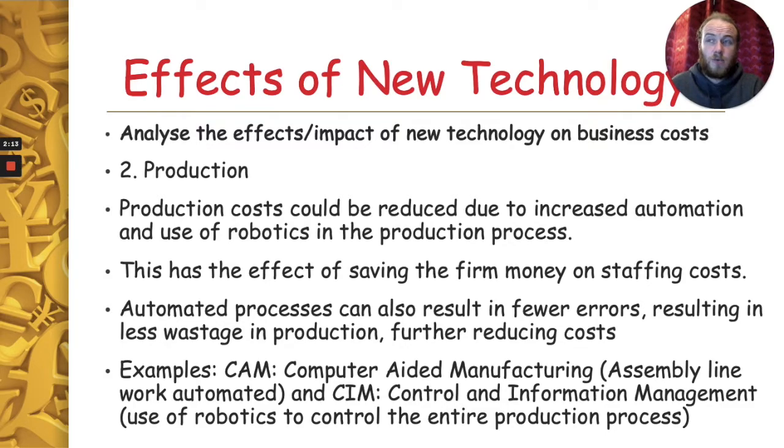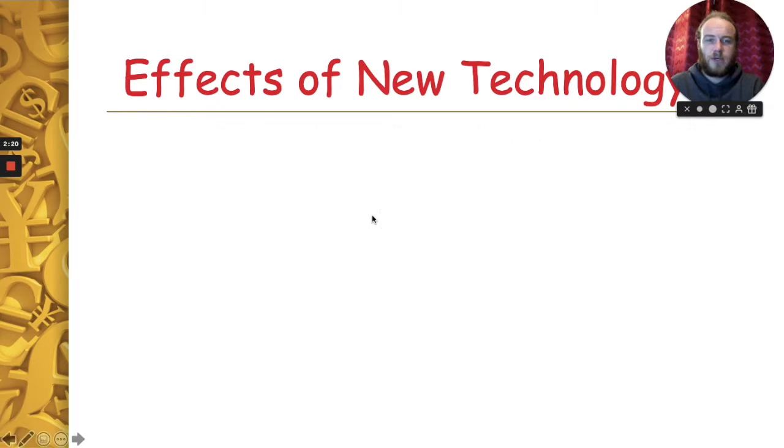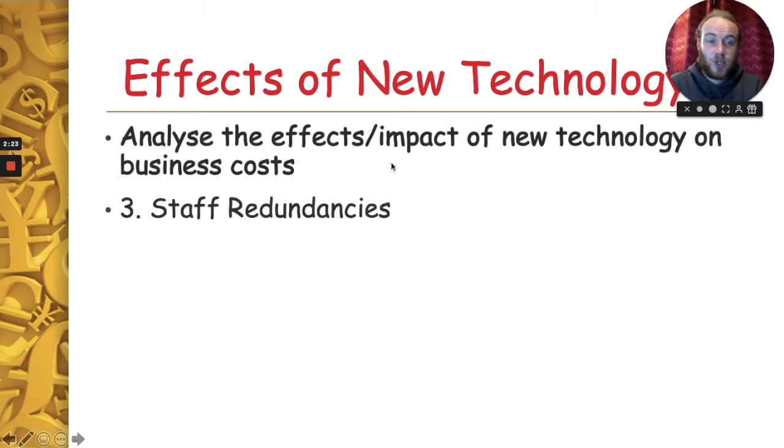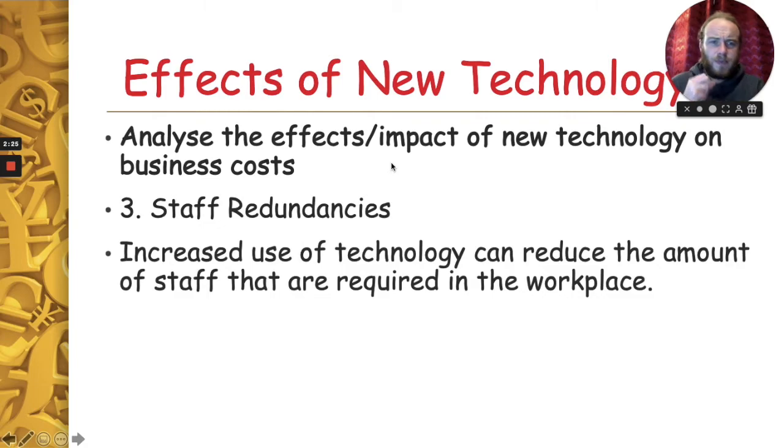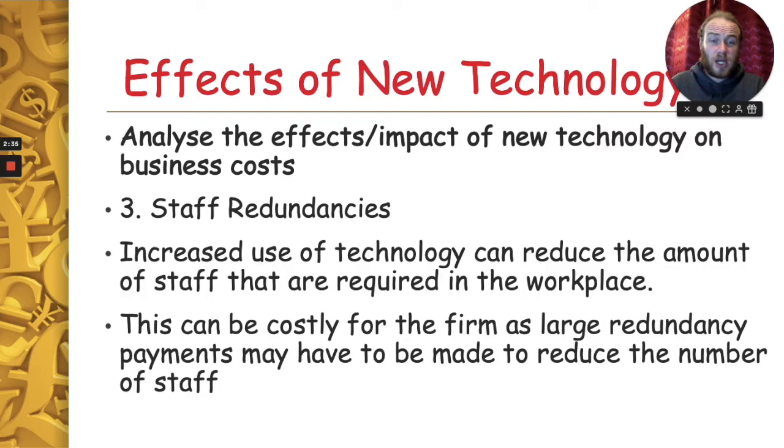Next up we have staff, and my slide isn't moving by the looks of things. There we go. Staff redundancies. Making someone redundant is when you let a staff member go because there's no further work for them to do in the business. Increasing the use of technology can reduce the amount of staff in the workplace, as we just discussed, but that can be quite costly for the firm, because they have to pay out large redundancy payments to the members of staff who are no longer required. That can be quite expensive.